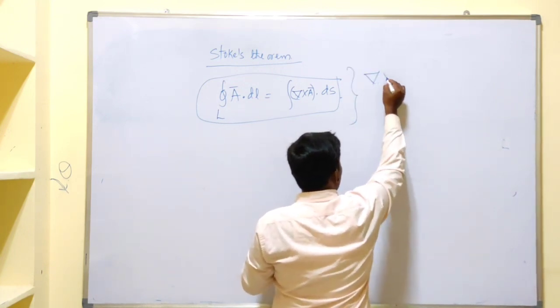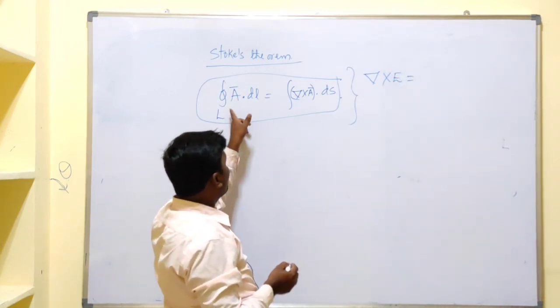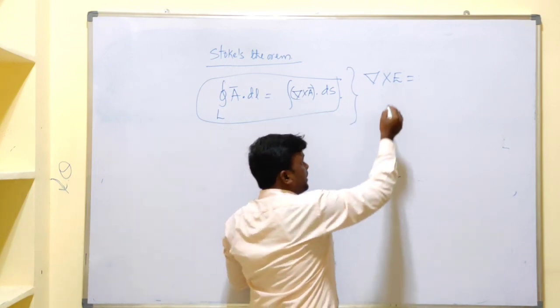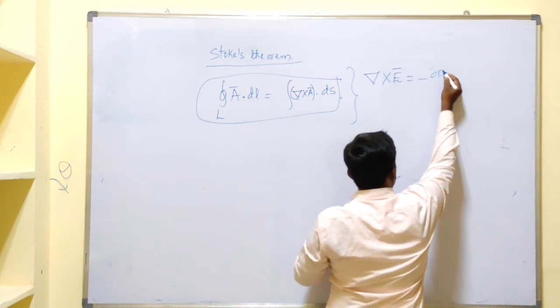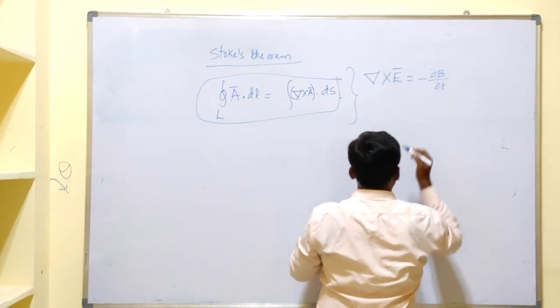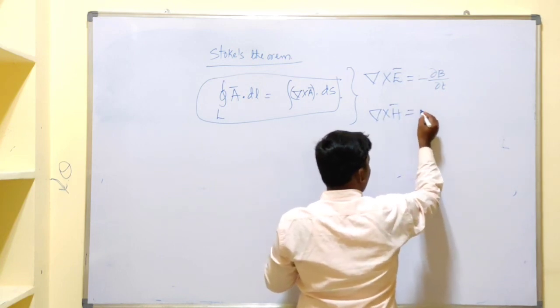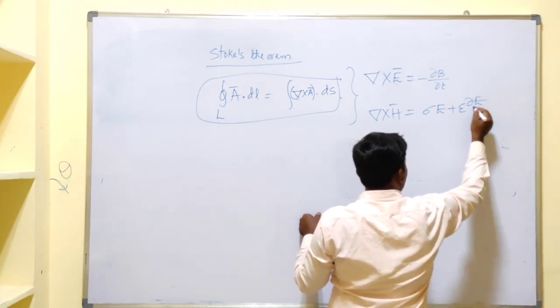This Stokes theorem is used to derive two Maxwell's equations. One of the Maxwell equations is, if you apply Stokes theorem, you get curl of A. So here curl of E equals minus dou B by dou t. It is one of the Maxwell's equations. And another one is del cross H bar equals sigma E plus epsilon dou E by dou t.